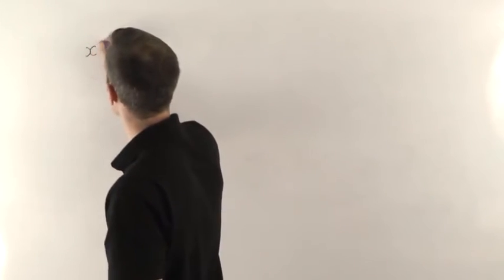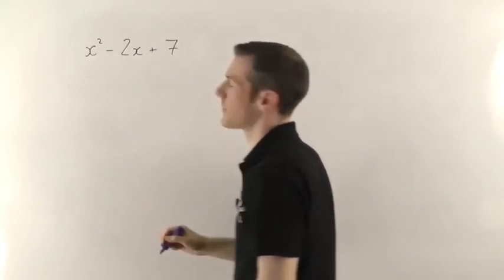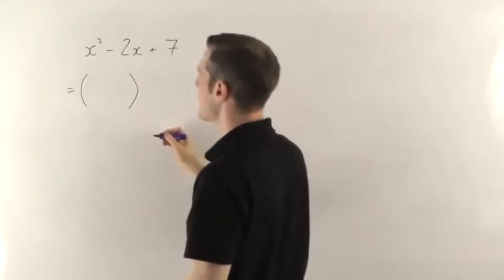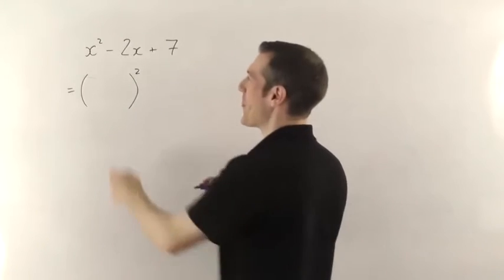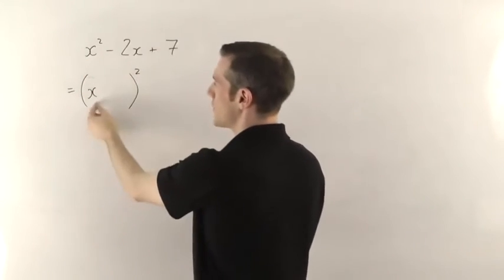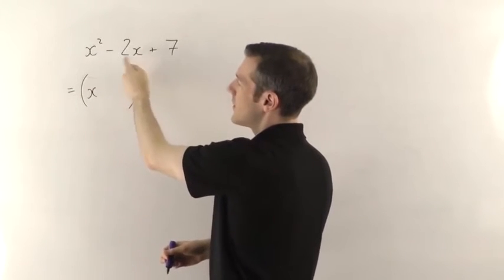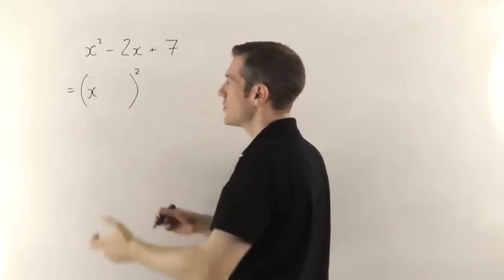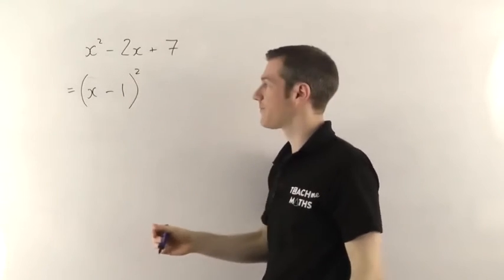So we'll have x squared minus 2x plus 7. So to complete the square, you need some brackets squared. Don't forget the squared, that's really important. X always goes here, not x squared, just x, because when you expand the bracket, you're going to get the x squared out of it. And however many lots of x you've got here, you always halve that. So if I've got minus 2, then I put minus 1 here, because that's half of minus 2.